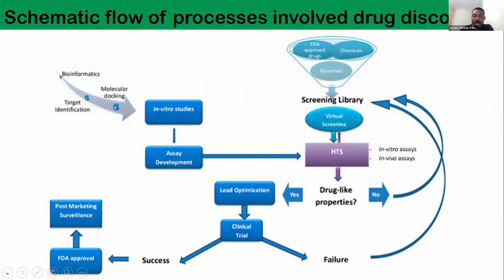If it is a success, they submit it for approval. If it fails, what happens? It goes back to what? Library screening, and the loop continues from here. But the good thing is that the loop doesn't have to start from the beginning again. It can just start from this point, where you just have to go back and what?